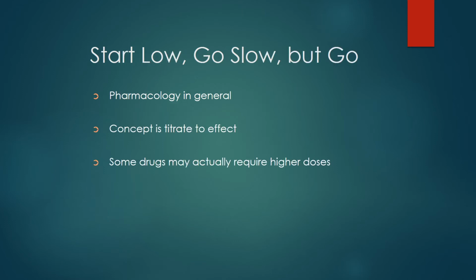Start low, go slow. In general, we're going to do this with pharmacology. It is important to remember that some drugs actually require higher doses. Beta blockers, for example, you might need a higher dose to get the same effect. So you just need to titrate to effect, keeping an eye on side effects and risks of side effects as well. But don't be hesitant to go up a little bit and see if you can get the effect that you want, constantly reminding yourself of potential side effects and potential downsides of these kinds of things as well.